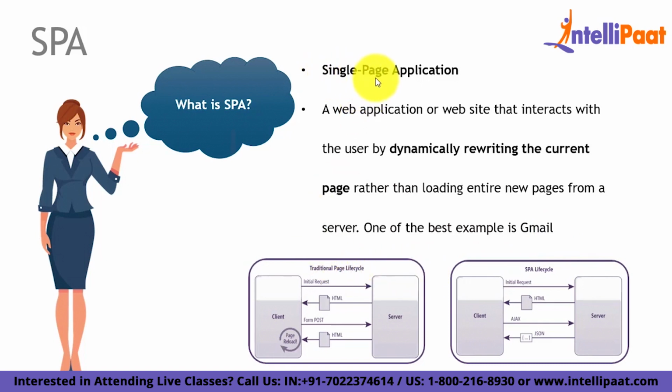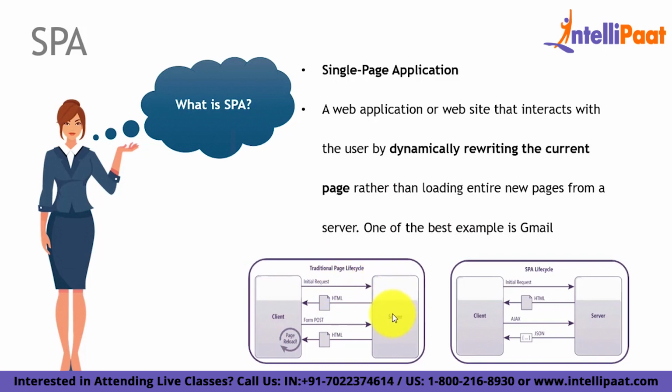Now obviously if I am talking about something called a single page, there should be something known as multiple page. Yes, the other applications are the multiple page applications. So there are two diagrams. One is representing the traditional page lifecycle or the multiple page application. Another one is indicating the single page application website lifecycle. So we have a client, we have a server. First I'm talking about the multi-page application or traditional page lifecycle.